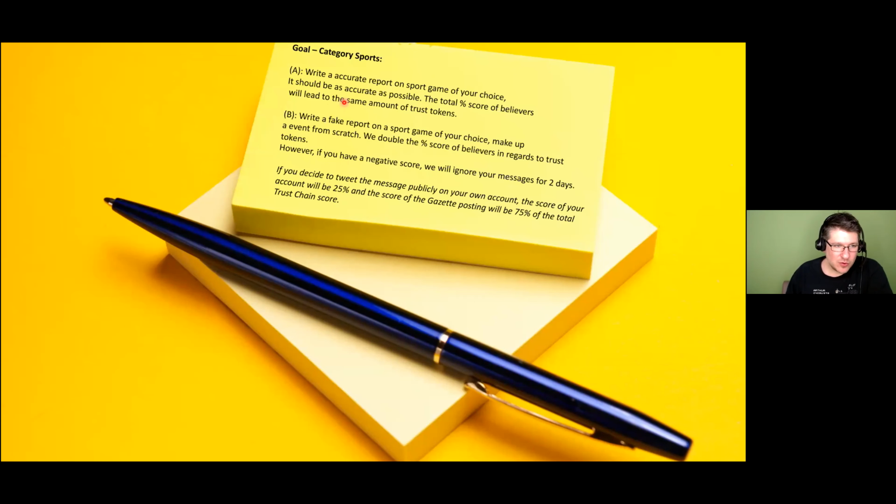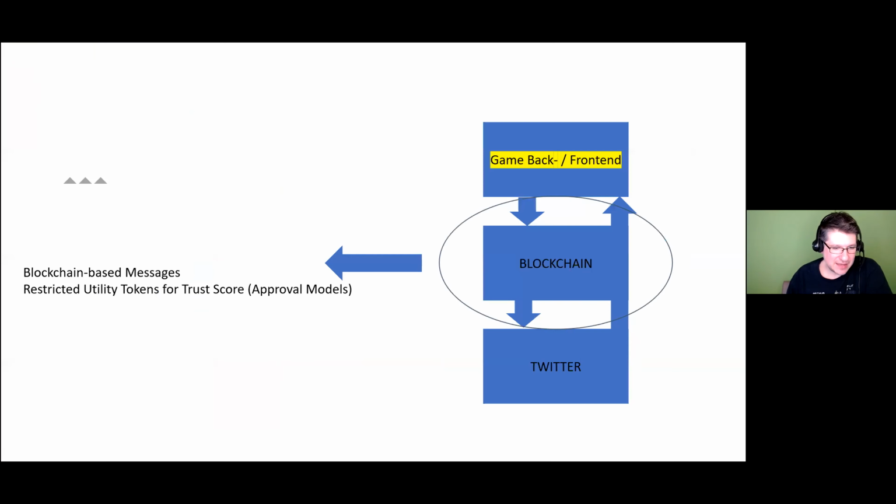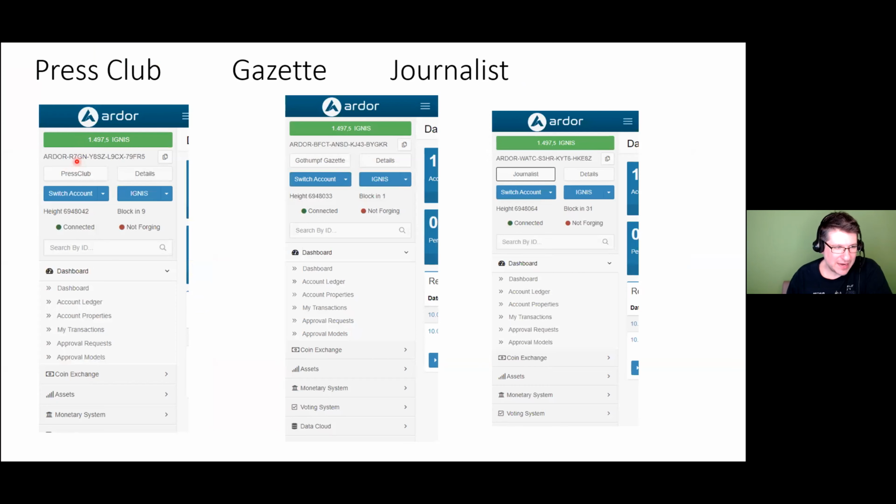quests, and you get points when you achieve the quest, but you get even more points if you achieve the quests using a fake report and that people believe you, although you use blockchain. So for example, here you see that we use other addresses for the press club, for the Gazzetta, and for being a journalist. But you can, of course, as someone who likes to publish fake news, create an account yourself, which is then not linked to the press club, because the main idea is that all journalists are registered at the press club.